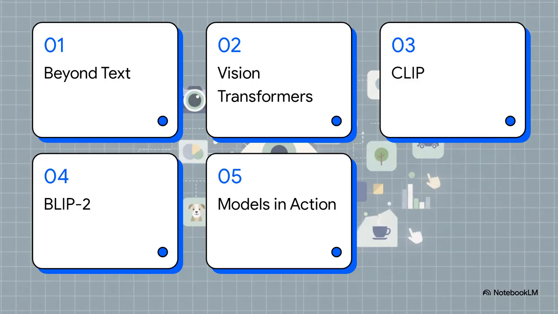So, here's our roadmap. First, we'll talk about why going beyond text, this idea of multimodality, is so crucial in the first place. Then, we'll dive into the technical building blocks, starting with something called vision transformers that let models see. After that, we'll look at CLIP, a model that's all about creating a shared language for images and text. Then we'll cover BLIP-2, which is a super efficient way to get LLMs chatting about pictures. And finally, we'll see it all come together with some really cool examples.